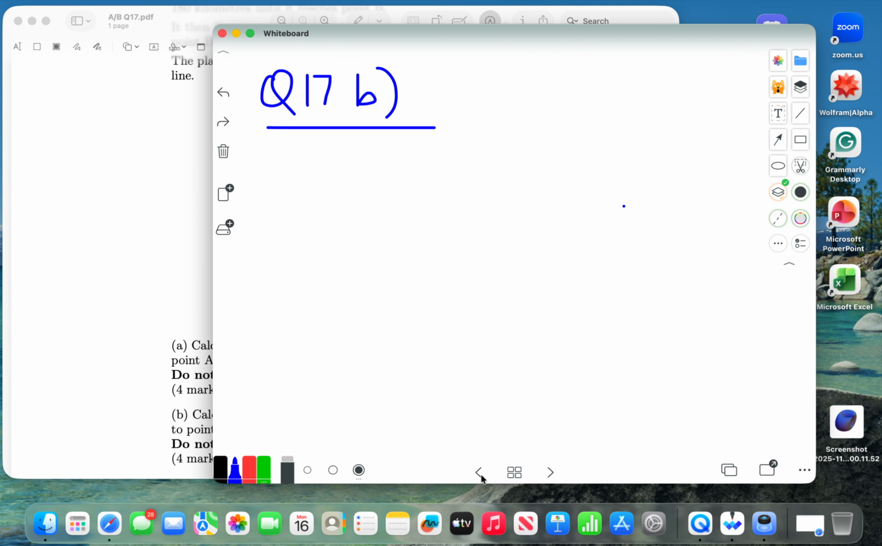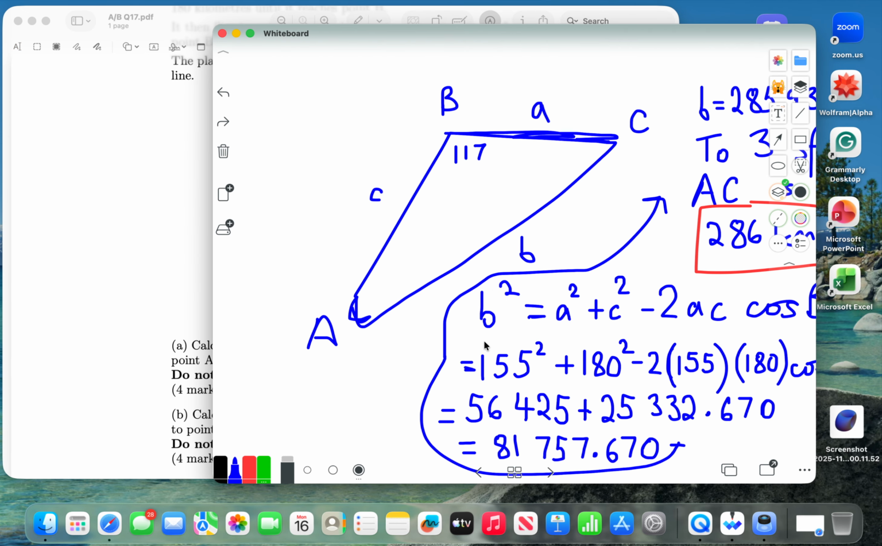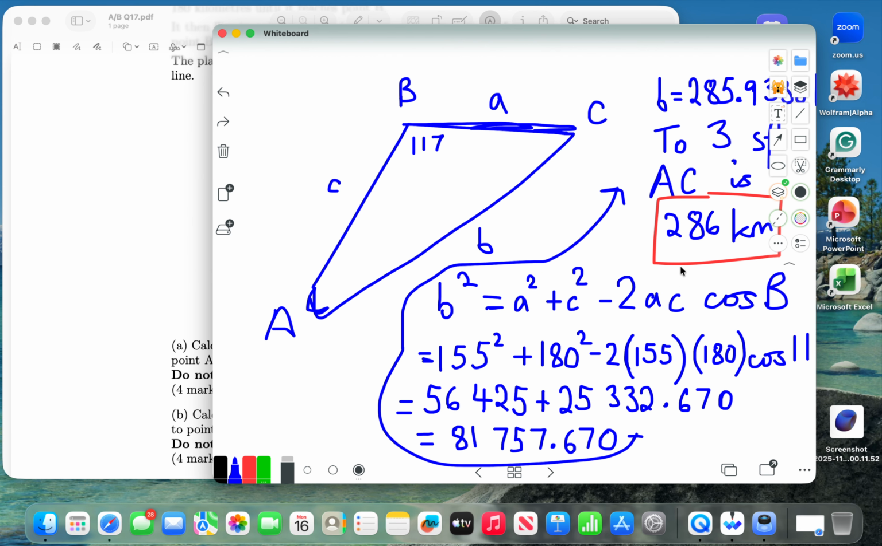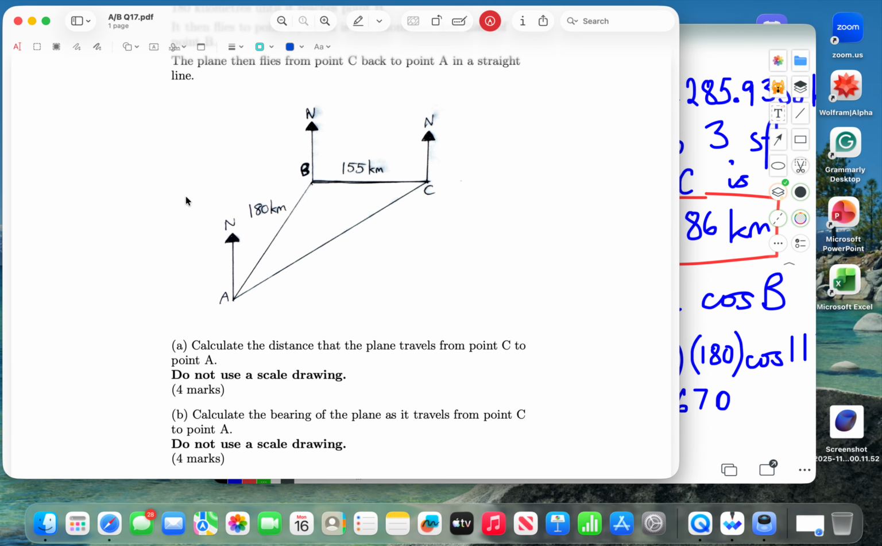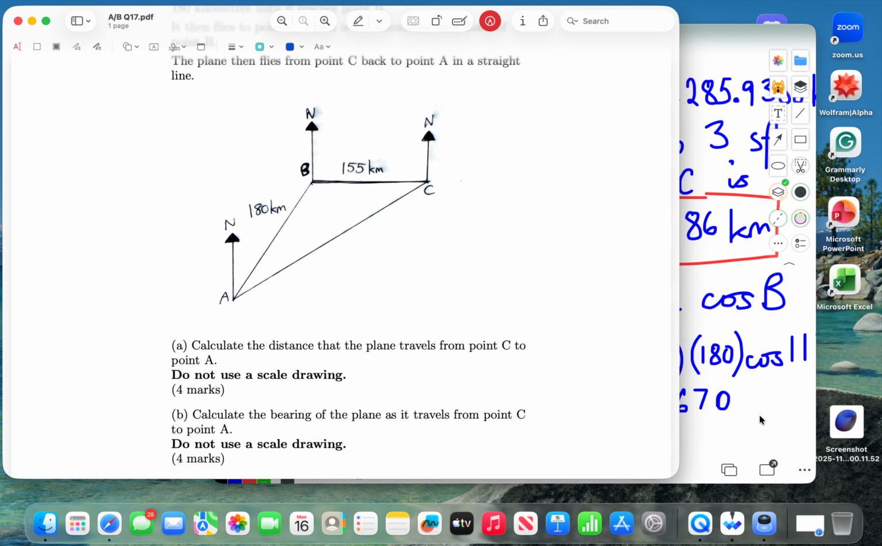So let's recap the last part. You'll need the answer to part A to then do part B. Go watch the last video if you want, or pause this and have a go at this, but I recommend, if you've not watched the last video, please watch it. But essentially what we found is that this distance AC is 286 kilometers. So that's AC, but we need to know the bearing from C to A.